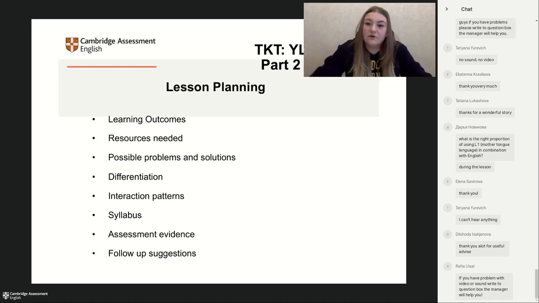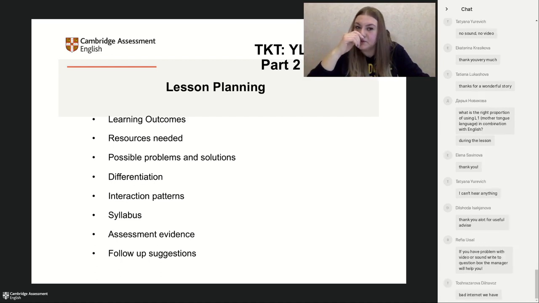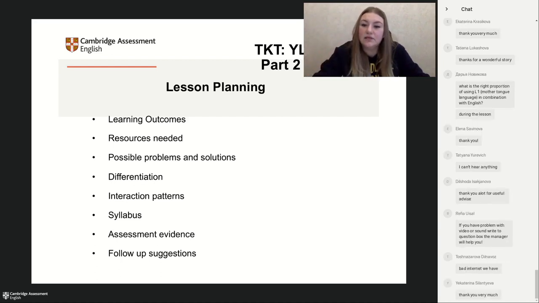So when you have got a multiple level group, what can you do, yeah? How can you differentiate the tasks? What can you do to help weaker students, but satisfy stronger students as well? Of course, interaction patterns, that's about the ways your students work during the lesson. I mean, pairs, individual work, group work, and so on.